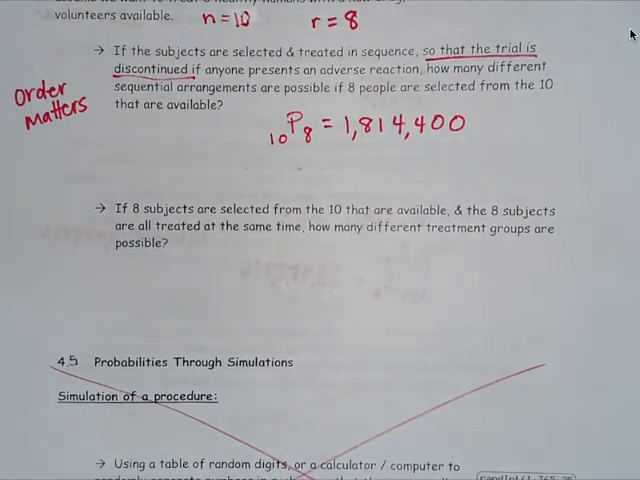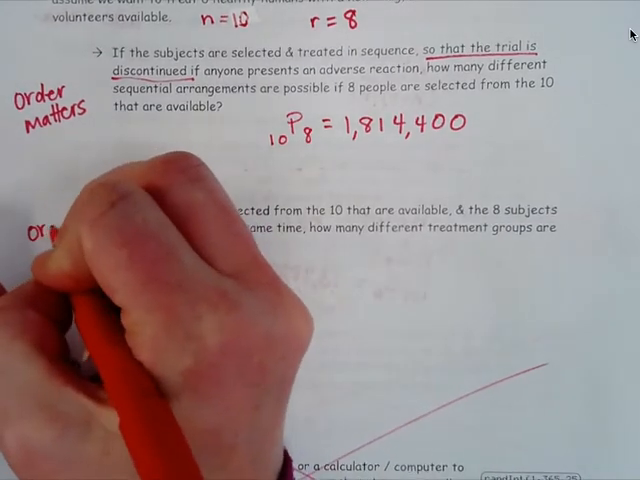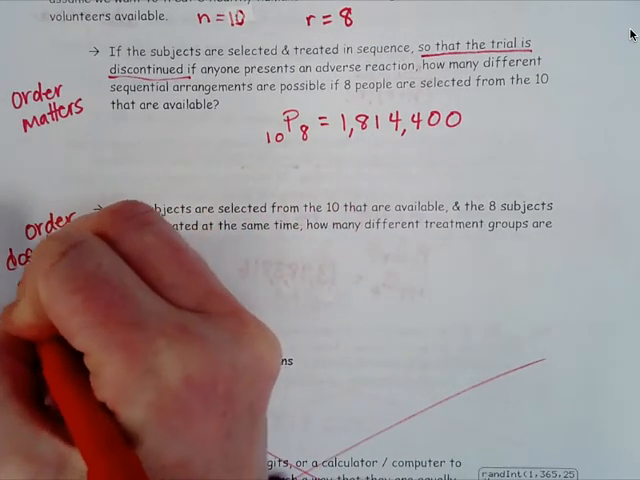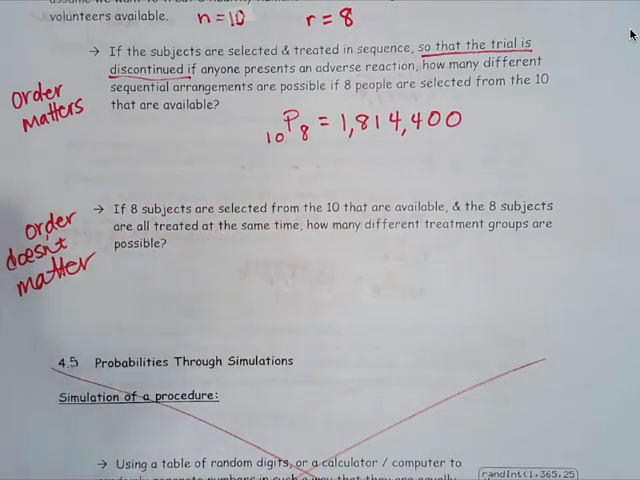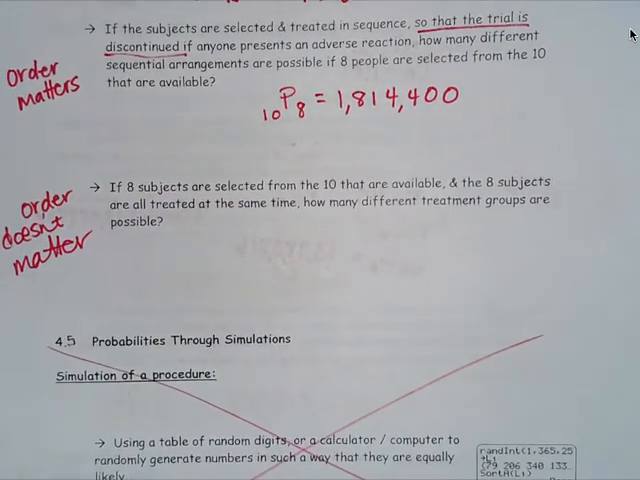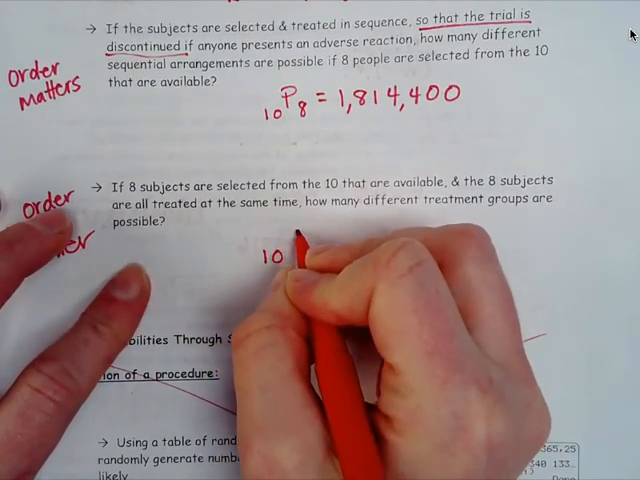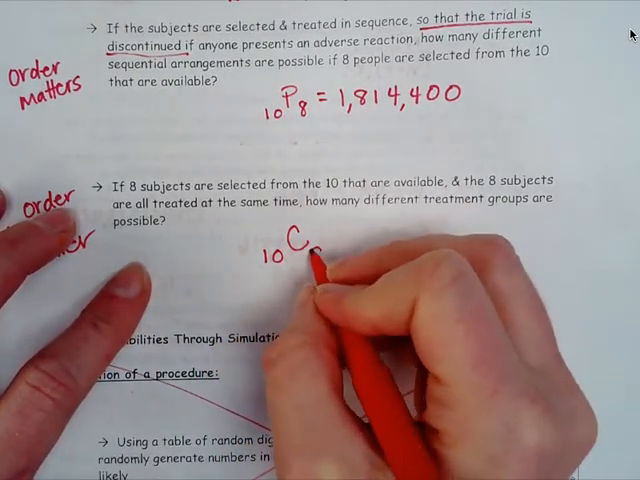We have the same 8 and 10. The 8 subjects are all treated at the same exact time. How many different treatment groups are possible? It doesn't matter. Order doesn't matter because they're all treated at the same time. So we're just finding combinations. They're just going to select 8, give them the drug, and move on with life. How many different combinations are there? So we would do 10 choose 8.